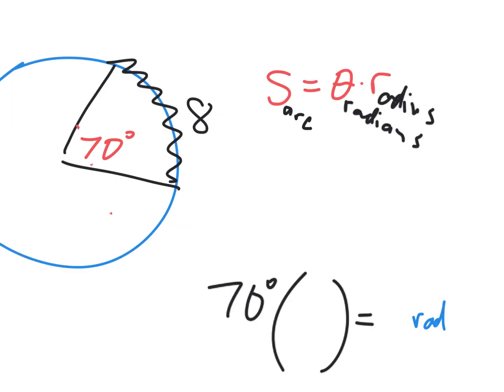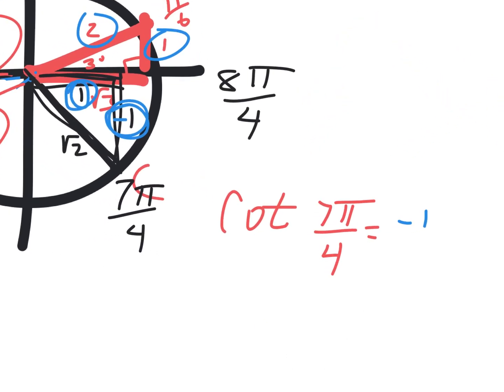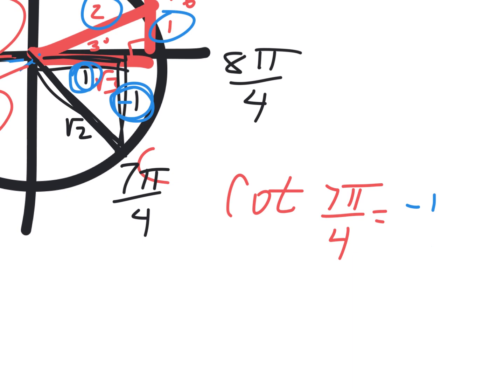Pausing. Okay, so here's another type of question. I think we answered this one. Maybe I forgot to record the answer. The answer to that one, after you draw the triangle, was tangent was negative 1 over 1. So you flip it, it's negative 1. Okay, back to this one.